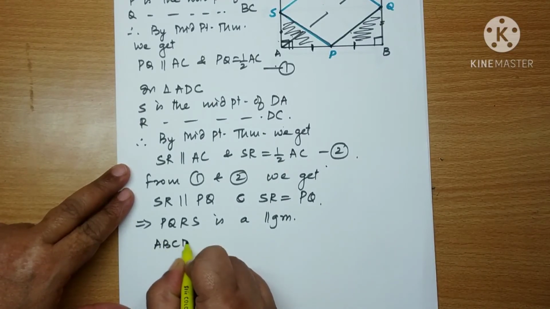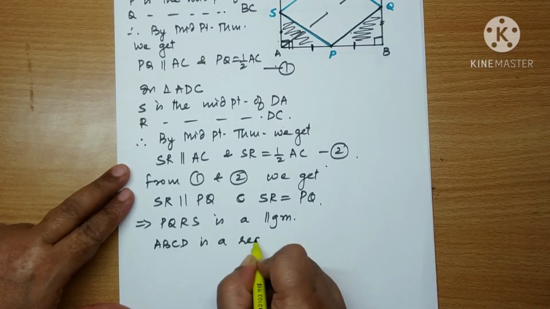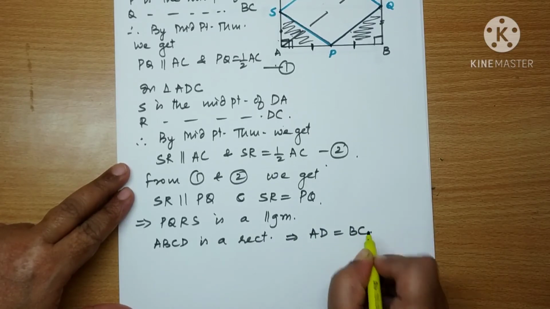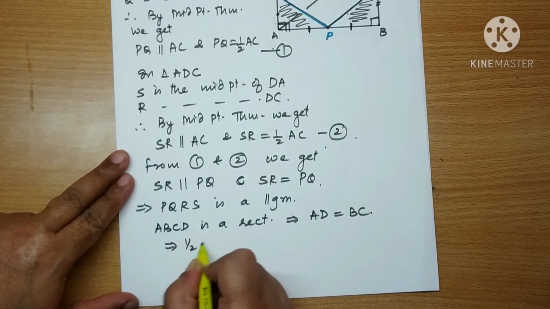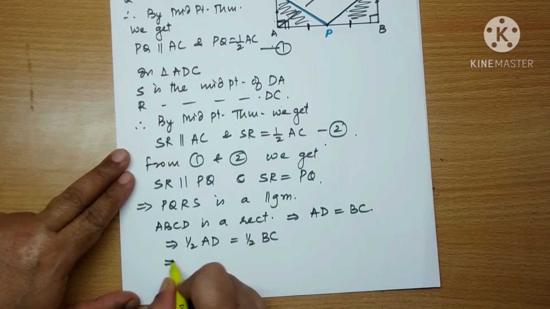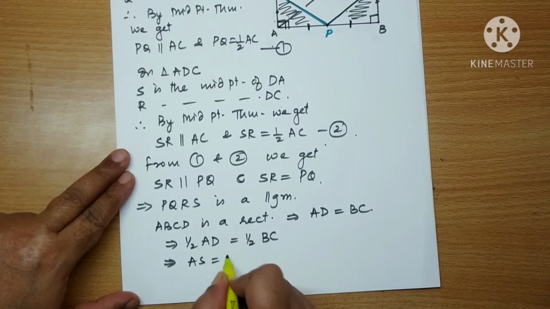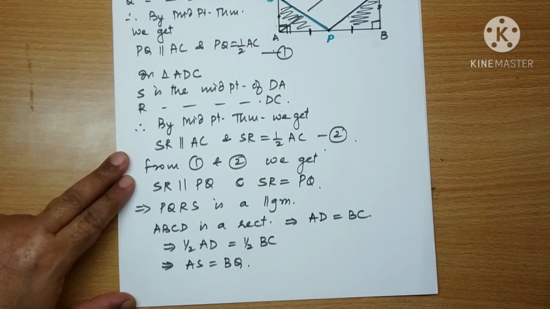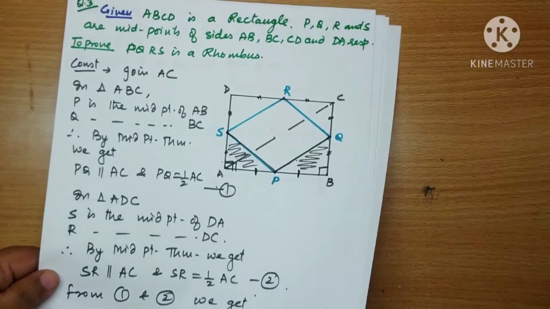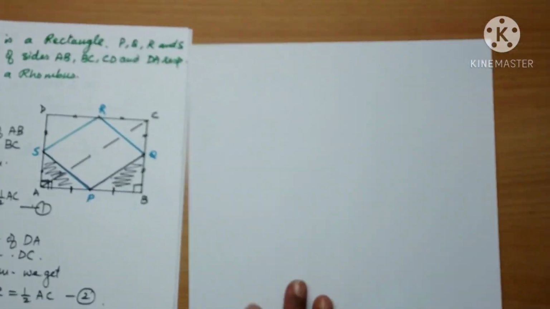ABCD is a rectangle, implies AD is equal to BC. This implies half of AD equal to half of BC. This implies AS equal to BQ. Right? We use this, and now we will be using it in our question to prove it.